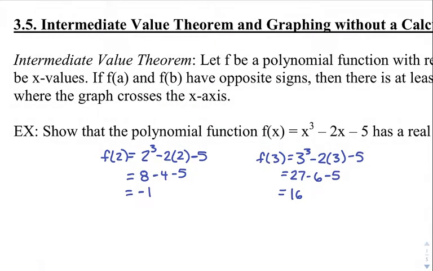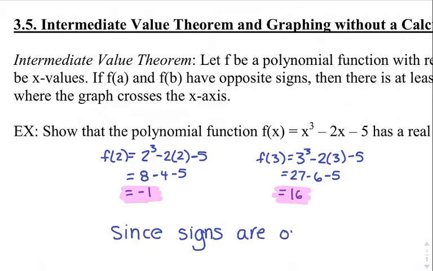So what I want you to take a look at is your final answer. f of 2 gave me negative 1, and f of 3 gave me 16. So since the signs are different, there's a real zero in between 2 and 3. So since signs are opposite, there is a real zero.